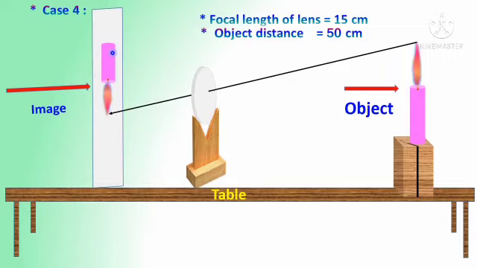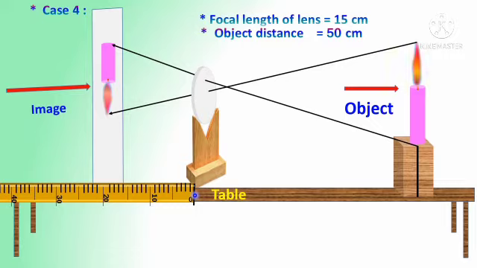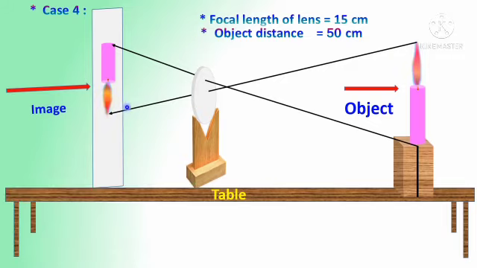Then the tip of the flame, next, the base of the flame. The total candle is inverted. What are the characteristics and length here? Length of the image is 0 to 22 centimeters, near 22 centimeters. Here image distance v equals 22 centimeters.